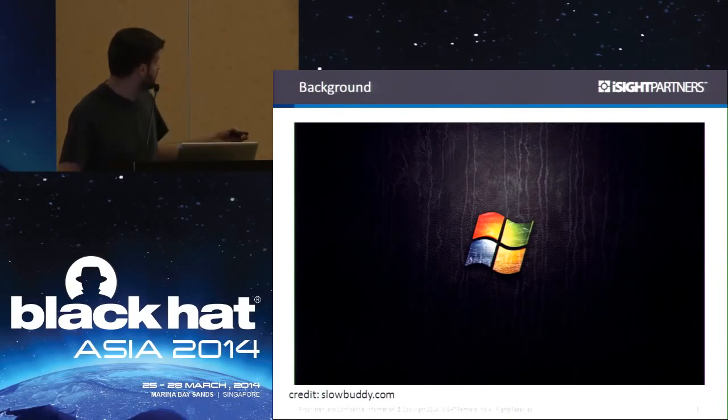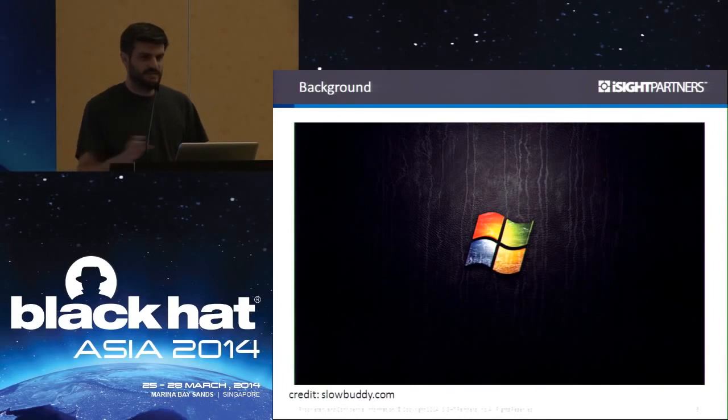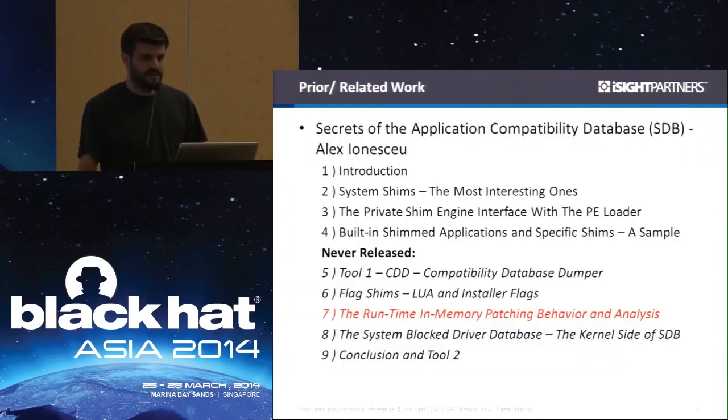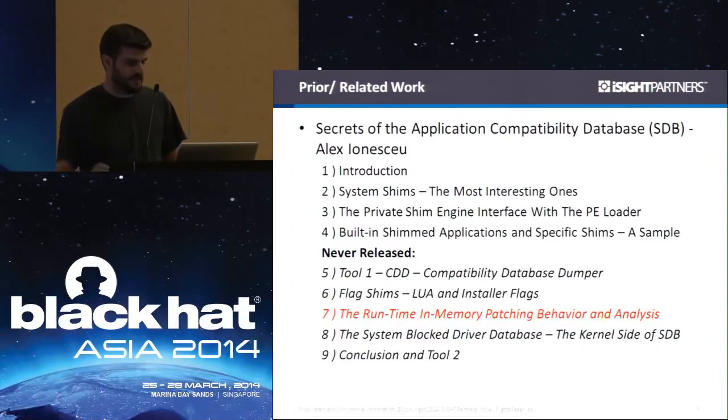I should have mentioned back here actually. These are the default locations that the SDBINST program copies the file to. So if you're installing a 32-bit patch, it's going to put it in the AppPatch Custom directory. And if you're installing a 64-bit patch, it's going to put it in the Custom64 directory.